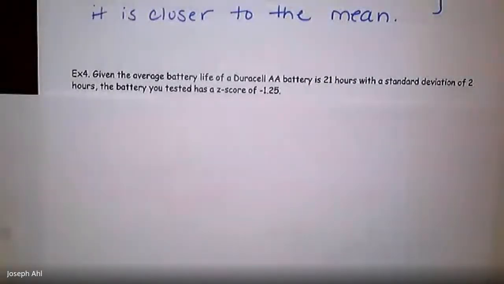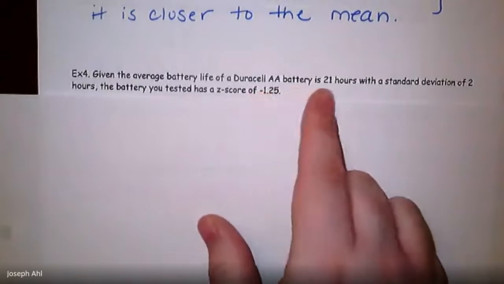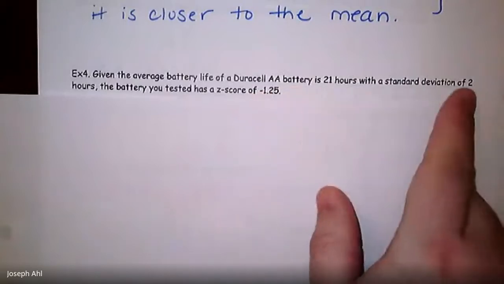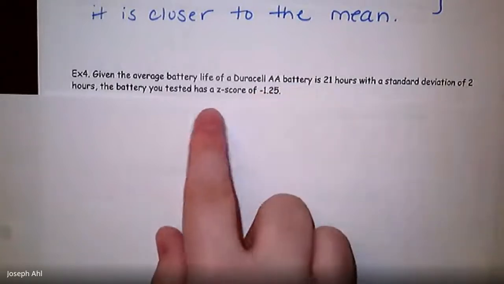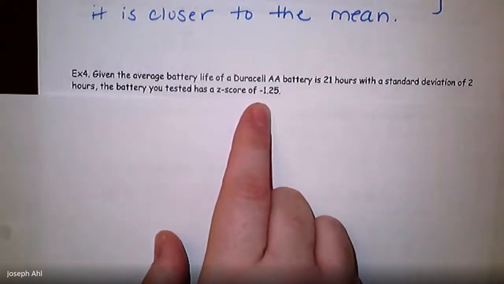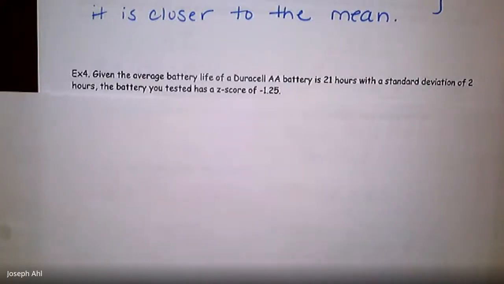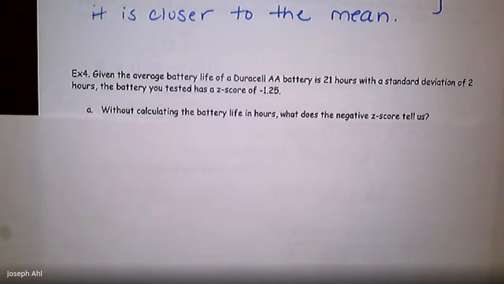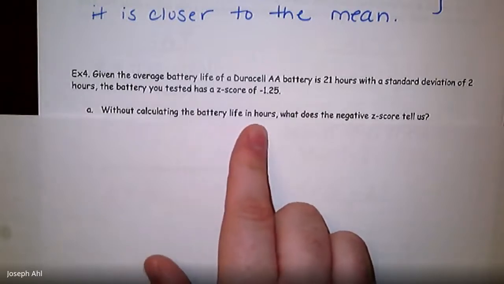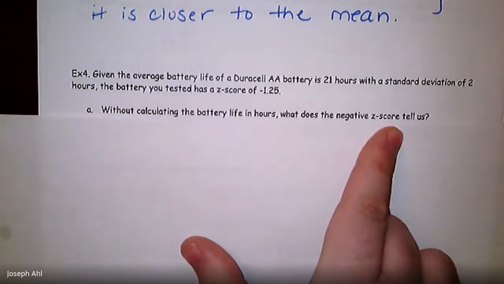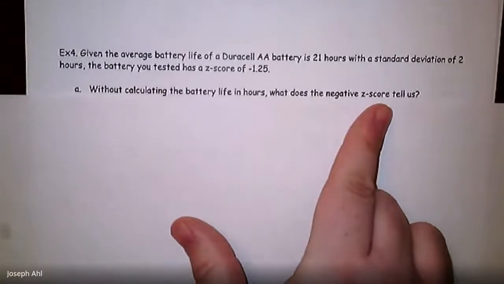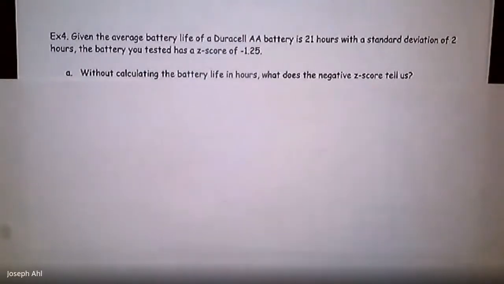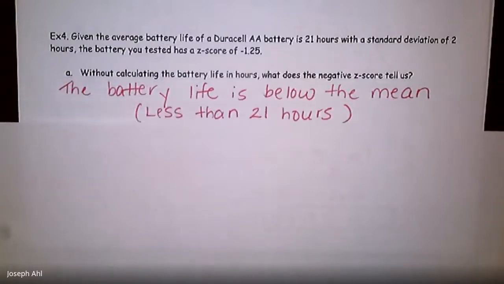So example 4, given the average battery life of a AA battery is 21 hours, standard deviation is 2 hours. If the battery we tested has a z-score of negative 1.25, then without calculating battery life in hours, what does the negative z-score tell us first and foremost? So negative z-scores means that this battery life is definitely below the mean. So if the mean is 21 hours, I know that this particular battery lasted less than that.